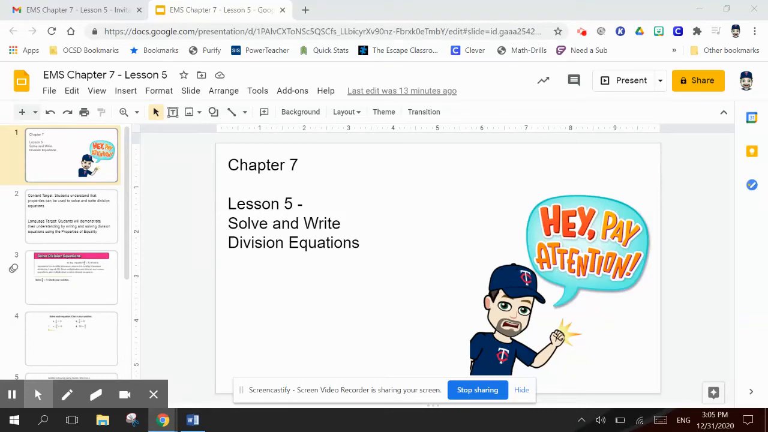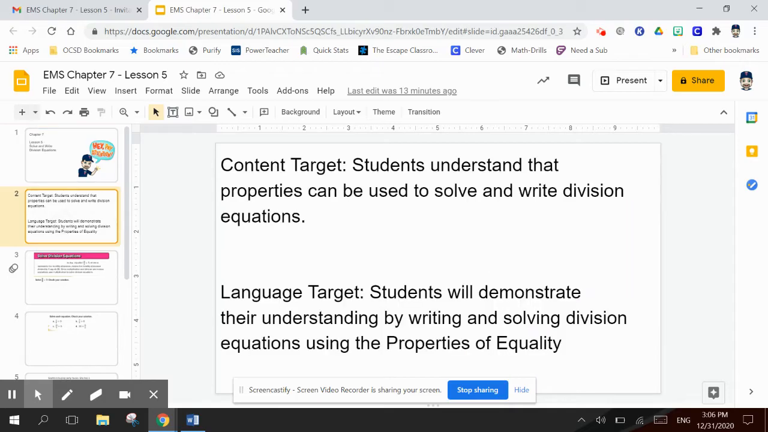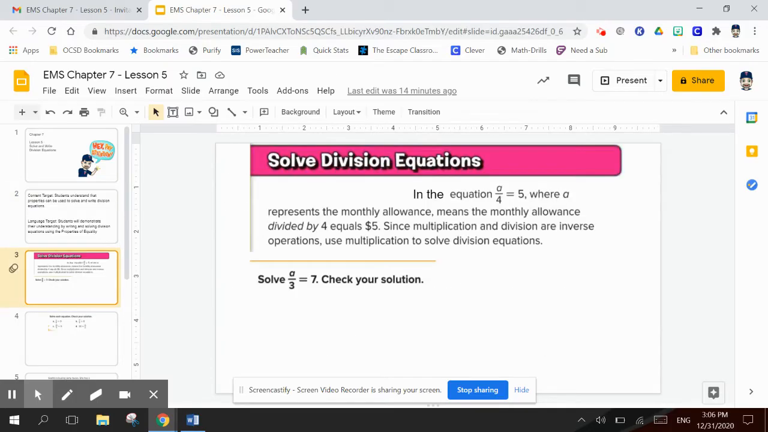Chapter 7, Lesson 5, Solve and Write Division Equations. Our content target: students understand that properties can be used to solve and write division equations. Our language target, how we'll do that, is students will demonstrate their understanding by writing and solving division equations using the properties of equality. So, solving division equations.